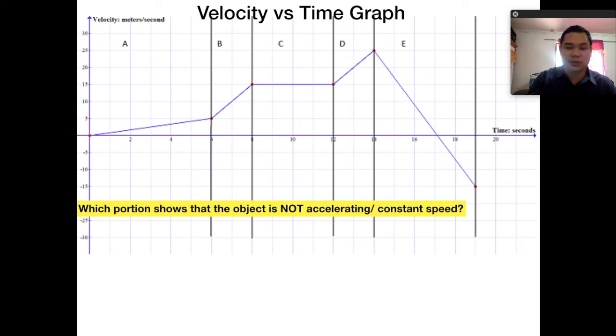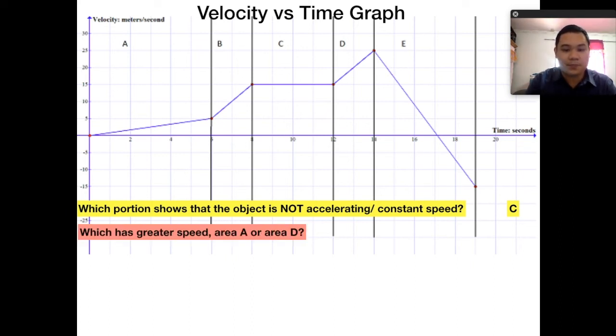This is the first question. Which portion shows that the object is not accelerating, or has a constant speed? Once we say it is not accelerating, meaning it has a constant speed, we have to look for a flat line. So therefore the answer is portion C, from 8 seconds to 12 seconds.